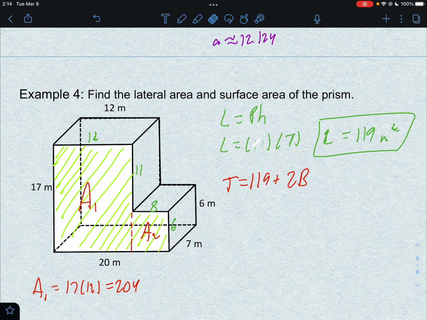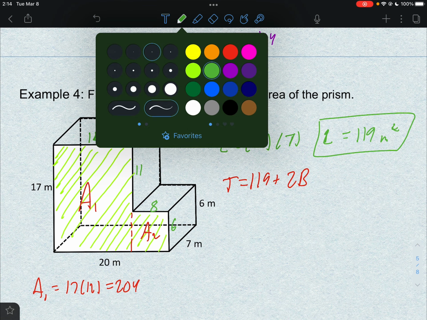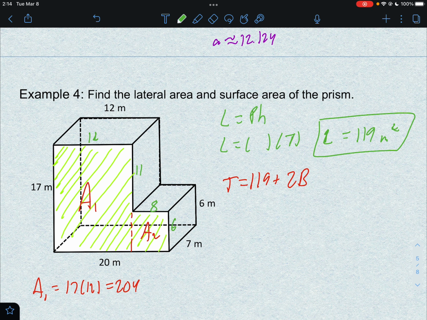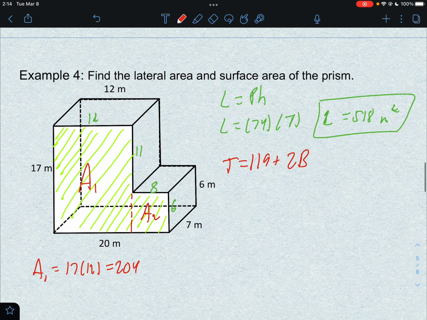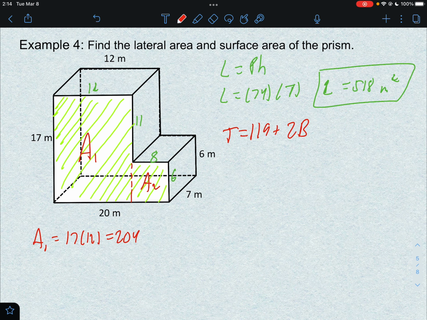The perimeter is, this is not 17. We said earlier what it was. The perimeter was 20 plus 6 plus 8 plus 11 plus 12 plus 17, which was 74. So our lateral area should be 74 times 7. Sorry about that. That's 518. Okay, now back to our composite figure. So A1 was 204. A2 is going to be 8 times 6, which is 48. So our total area of the base here is going to be 204 plus 48, which is 252.